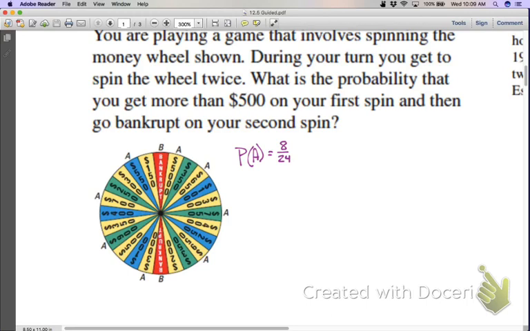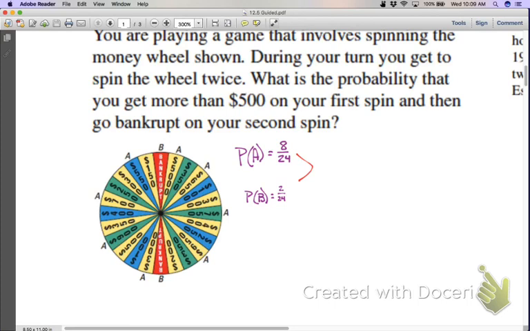All right, what is then the probability of going bankrupt? 2 out of the 24? So then what am I going to do with 8 over 24 and 2 over 24? What do I need to do with those two values? Multiply them together. So I'm going to take the 2.